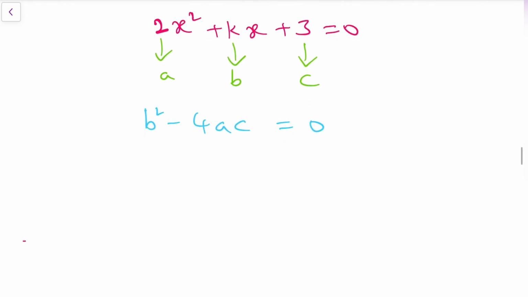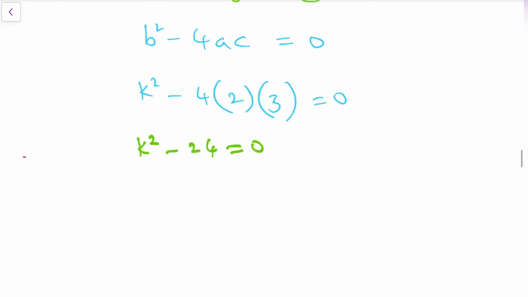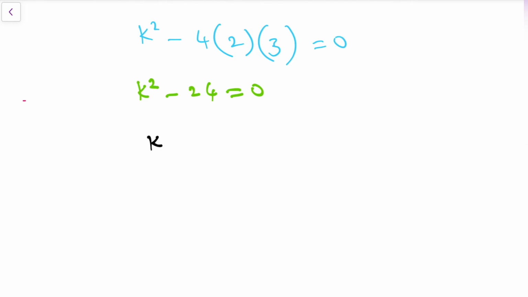So now let us substitute in this. The b value is k, right? So k² - 4 into a value 2 into c value 3 equals 0. So k² - 4 × 2 is 8, 8 × 3 is 24, equals 0. We want the k value, right? Then take minus 24 to the right side. So k² equals plus 24. Then the k value is plus or minus under root 24.